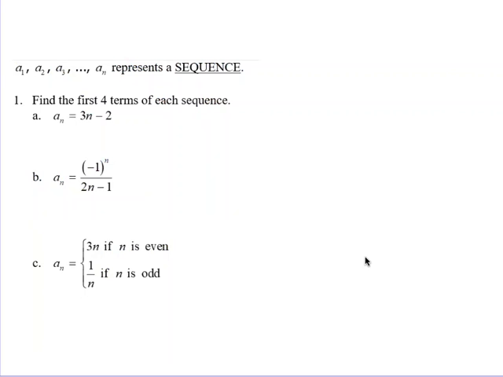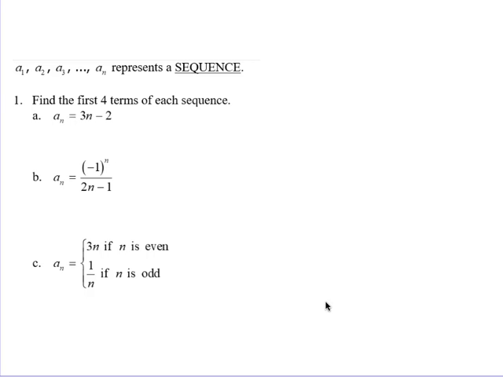First, a sequence is a list of numbers, typically written a sub 1, a sub 2, a sub 3, all the way to a sub n. This means we have the first term, the second term, the third term, the nth term in our sequence.